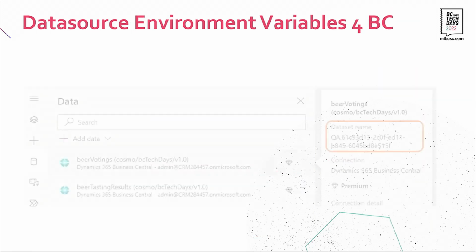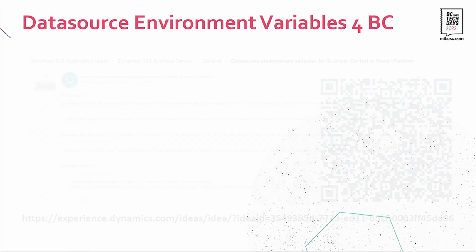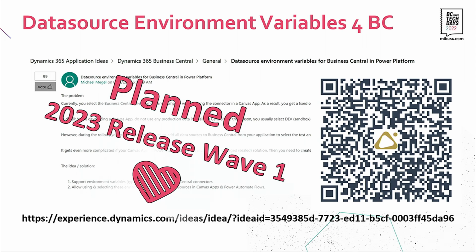And good thing, we can fix this by doing two things. One thing can be done by Microsoft to fix this problem and allow environment variables for custom connectors, because, you see here also in this slide, it is directly bound to this environment and to this company. And recently I have raised an idea at BC Ideas and have seen it is planned for 2023 wave 1. So this will be fixed in the future. But it would be a very, very bad end for my presentation.